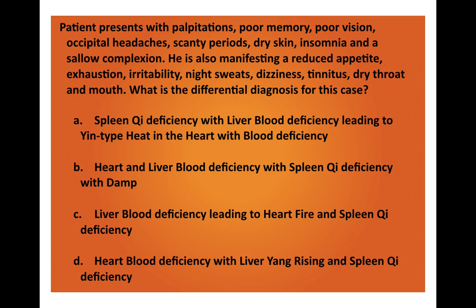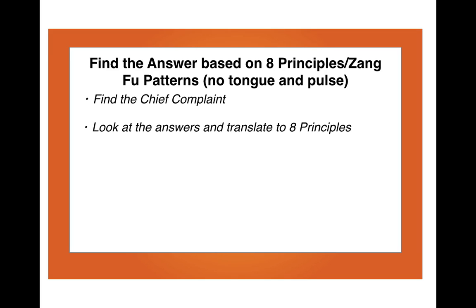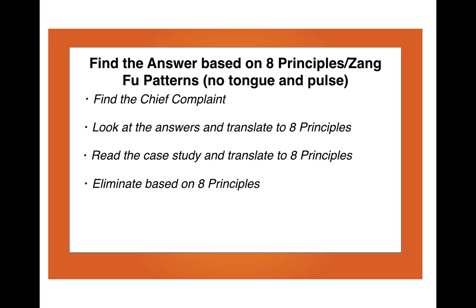So now getting back to our case study, which we said was deficiency with deficiency heat, we're just going to match up the answer that has deficiency and deficiency heat, and we're done. So much easier, right? So we're going to find the answer based on 8 principal Zongfu patterns when there's no tongue and pulse. And your step-by-step for this is that you're going to find the chief complaint, look at the answers and translate to 8 principles, read the case study and translate to 8 principles, and then you're going to eliminate based on 8 principles.